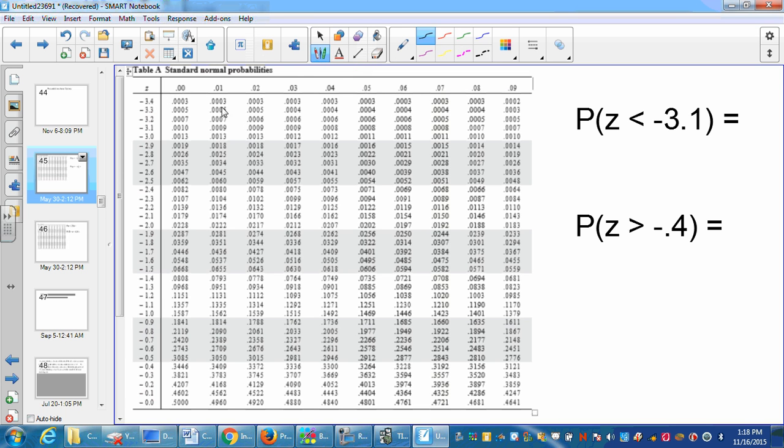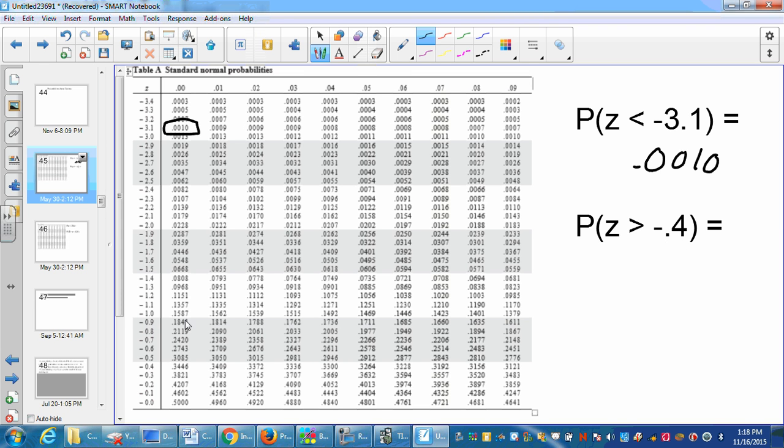Now each of these percentages or probabilities is the probability that's at or below. For instance, if I want to find the probability that my z-score is less than negative 3.1, I go to negative 3.1, I look at the value right next to it, and that value is 0.0010.